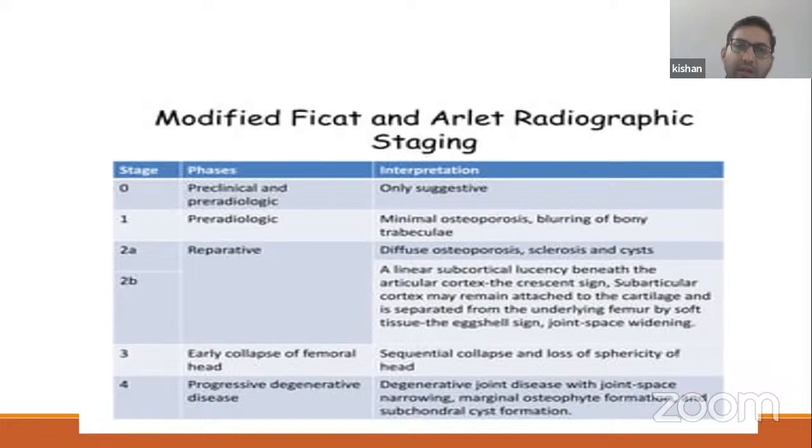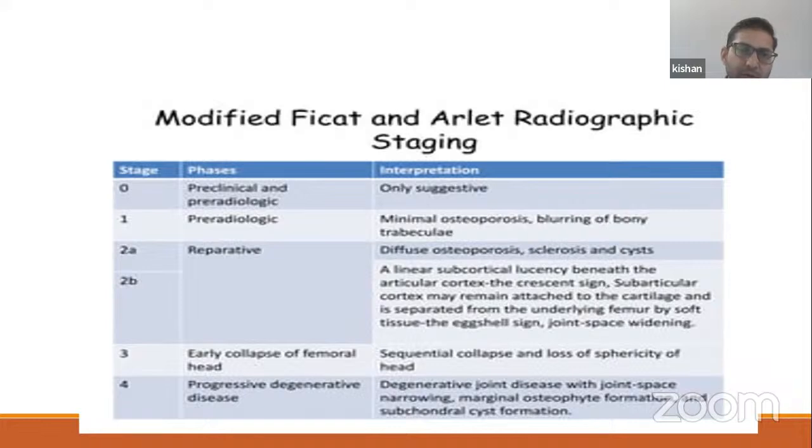Stage 0 is the preclinical and pre-radiological stage. Changes have started, but the patient does not have any clinical symptoms, and if we go for any radiological investigation, even MRI, the avascular necrosis of the femoral head cannot be surely diagnosed. So interpretation is only suggestive. So we can start to diagnose at stage 1. Stage 1 is pre-radiological. Pre-radiological means in X-ray, we cannot diagnose this avascular necrosis at this stage. Interpretation in MRI, we can see minimal osteoporosis, blurring of the bony trabeculae. In stage 2, there are two different stages, 2A and 2B.